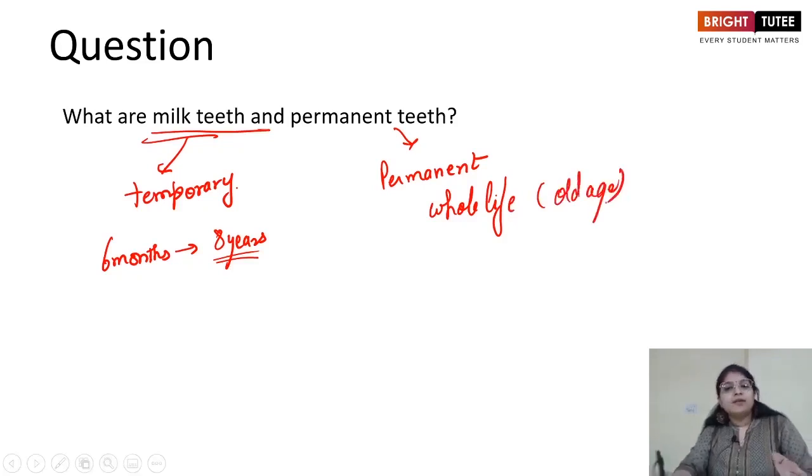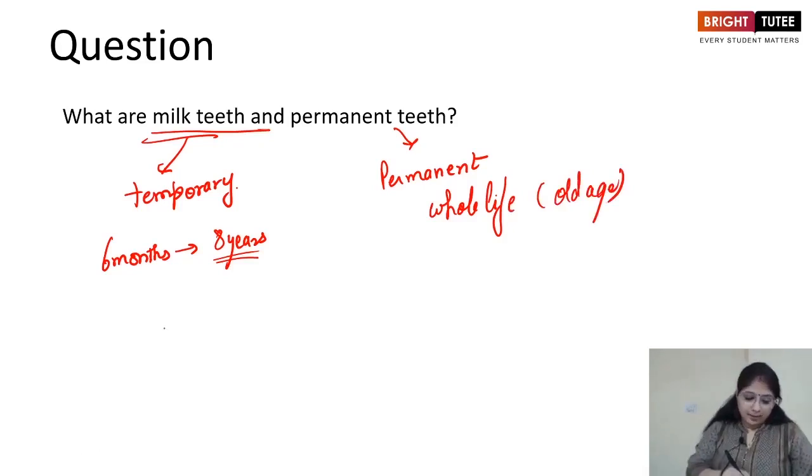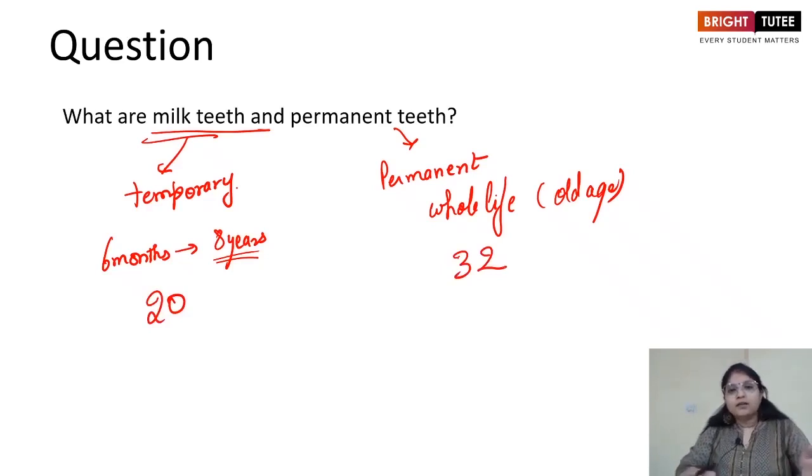So in this way, we see that this is the main difference between the two. Milk teeth are the first set of teeth. These are less in number. These are only 20, whereas the permanent teeth are 32 in number. Right? So this is the difference between the milk teeth and the permanent teeth.